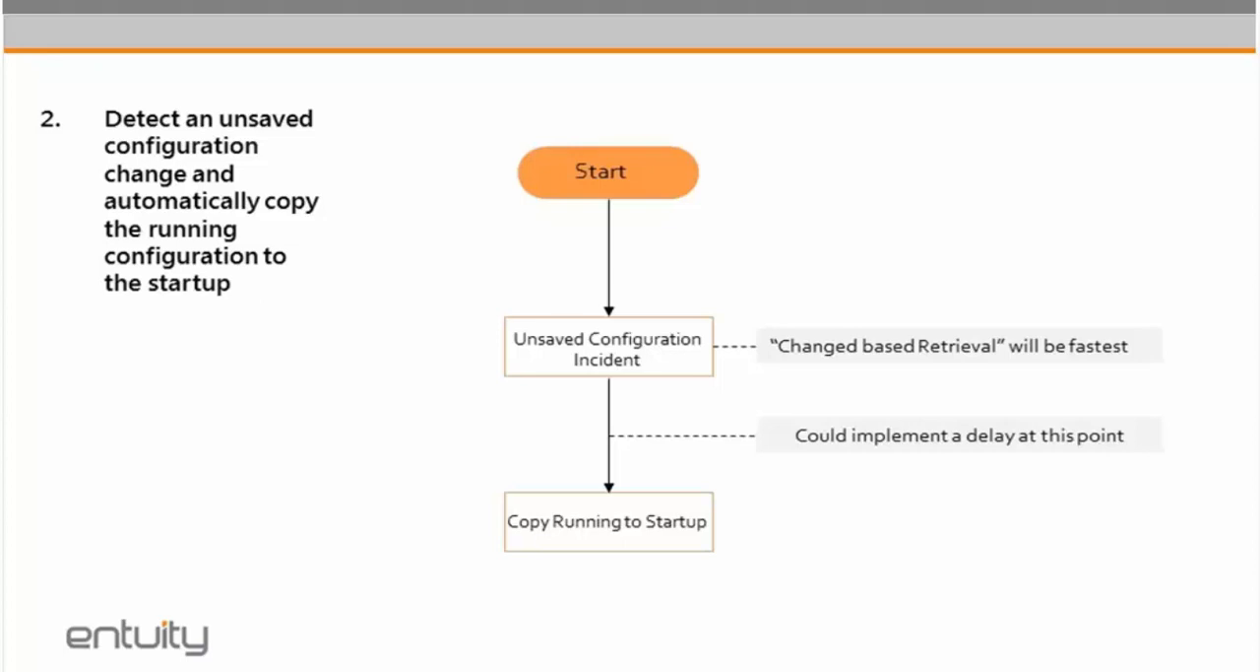Again, with the port flapping example we've just run through, you could implement a delay, and that would be implemented in the same way inside of the incident trigger, with a delay on transition to open. For the purpose of this, I haven't done that, and I'll show you my trigger now when we jump back into the product. But if we notice there's been an unsaved configuration change, Entuity raises an incident. We can then perform an action to copy running to startup, and that's a standard out-of-the-box configuration management task.